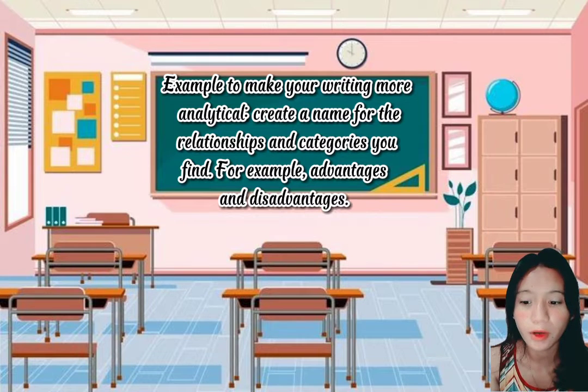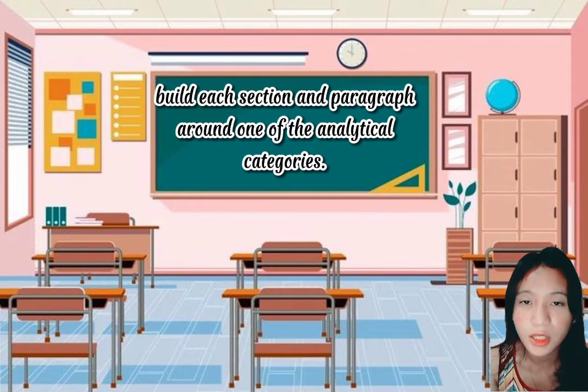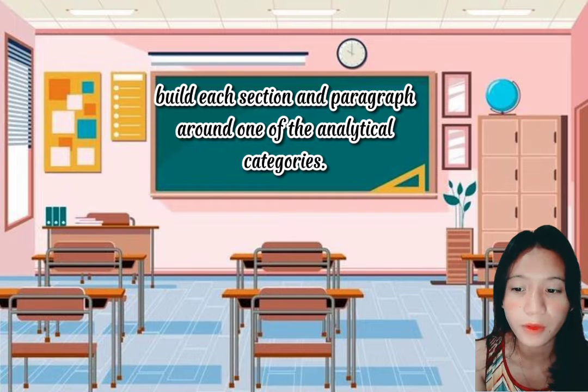To make your writing more analytical, create a name for the relationships and categories you find. For example, advantages and disadvantages. Build each section and paragraph around one of the analytical categories.